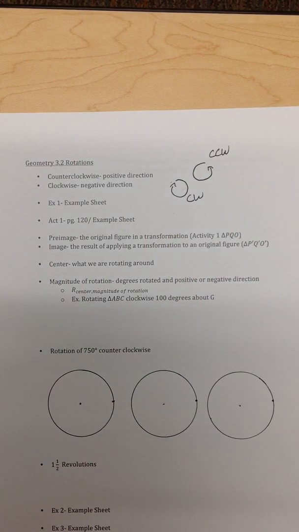Okay, so when we do this for rotations, we're going to put a positive and a negative with those. Counterclockwise is always going to be positive, and clockwise is always going to be negative.